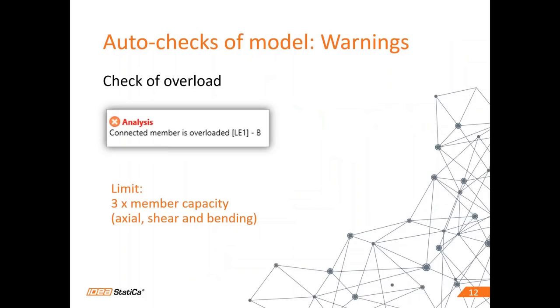We also implemented another auto check of model warnings. This is the overload check, and it will prevent you from calculating the connection if the load is higher than the member capacity in axial loading, shear loading, and bending.